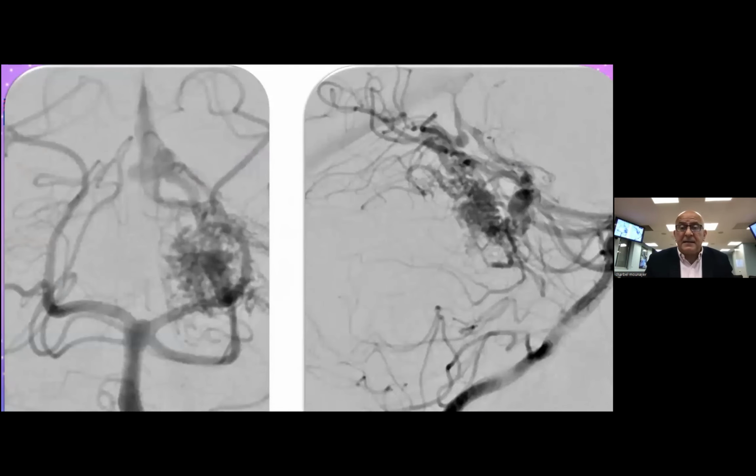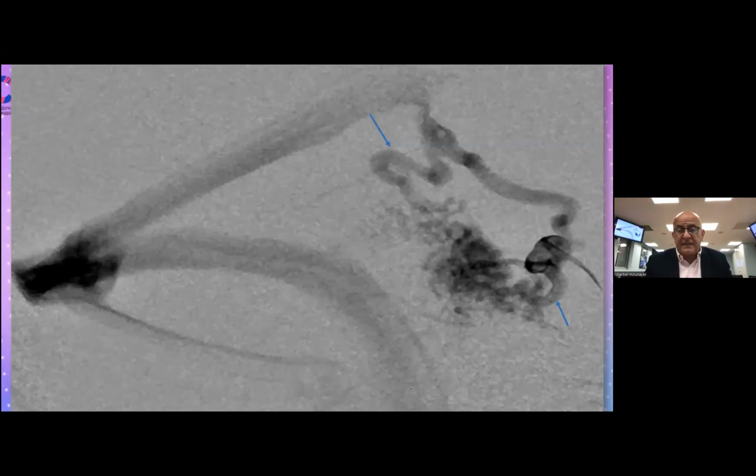So here is another case. I think that the presentation of Connie Chapeau is after mine. This is a case that we performed during the ALICE meeting some years ago. This is a posterior fossa AVM drained by two veins. You can see it here.